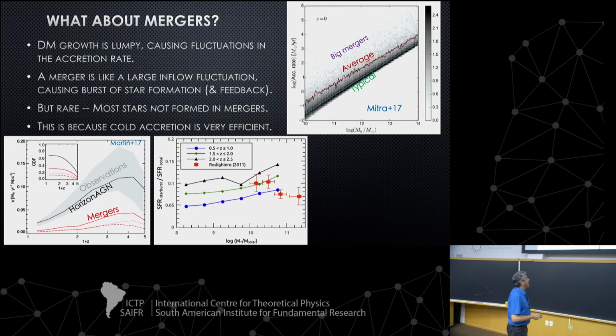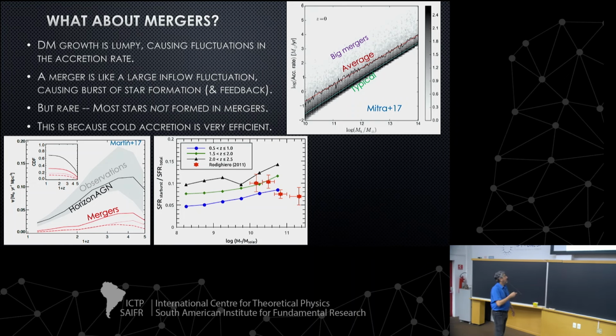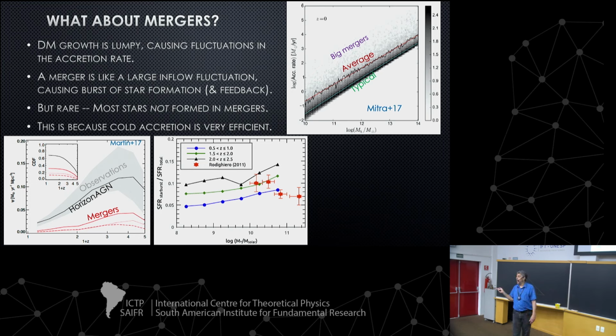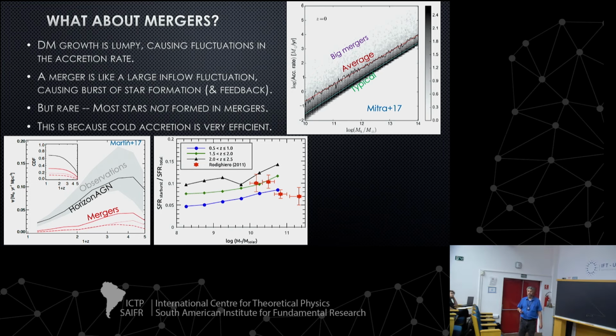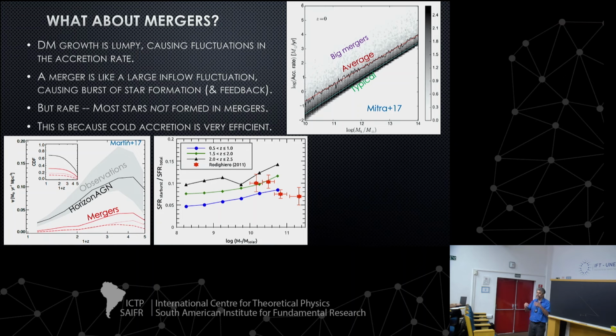We'll get to measuring the inflow fluctuations, but I just want to make the point that both in observations and in models, the amount of stars forming in mergers is actually a really small fraction over cosmic time. And this was a bit of a surprise to people 10 years ago when they first realized this, because people always thought of galaxy mergers as driving everything, in the old school way of thinking about things.